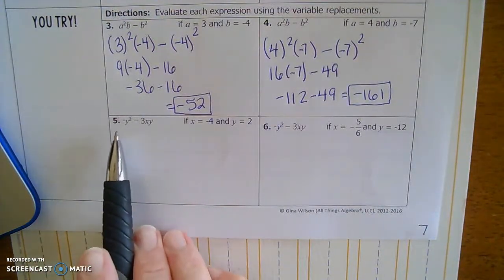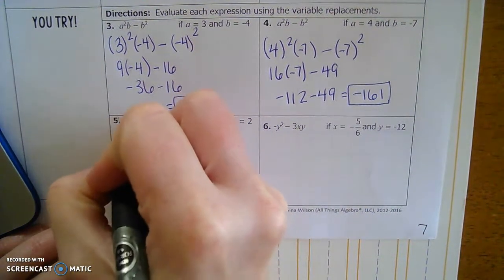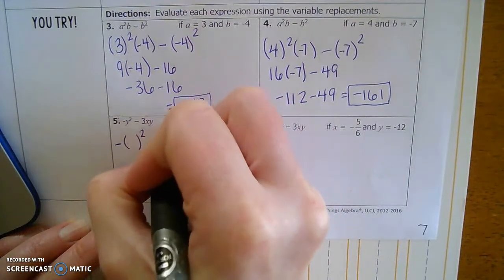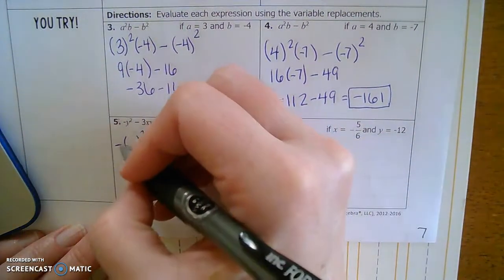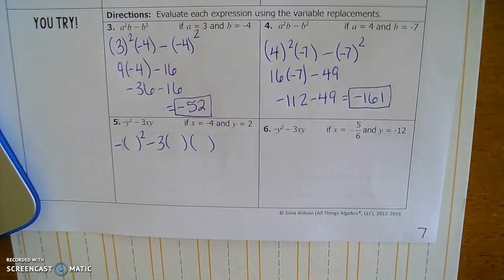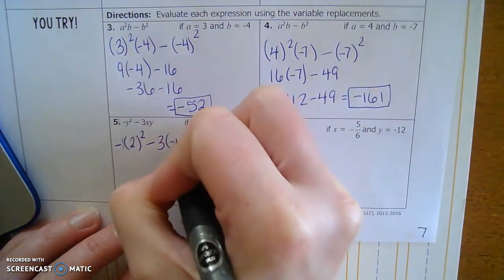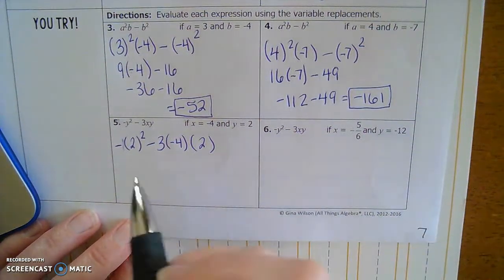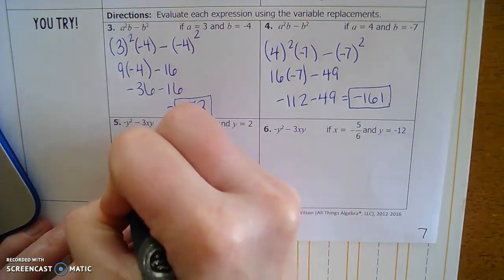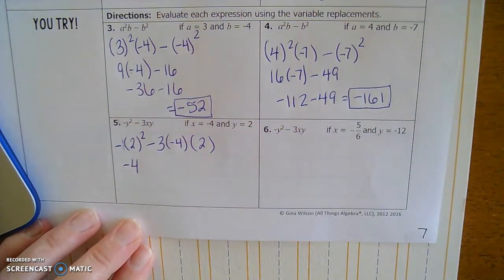Number 5, it's very important to see that the negative is on the outside of the parentheses. So you're going to write negative parenthesis squared minus 3 parenthesis parenthesis. So that negative stays on the outside. If you want to put a 1 to show you you're multiplying by negative 1, you can always do that. So y is 2, x is negative 4, and then y again is 2. So we do 2 squared, which is 4, times negative 1, or just bring the negative down. So it is negative 4.